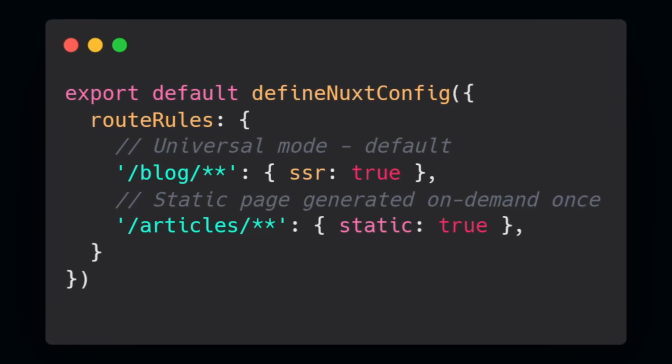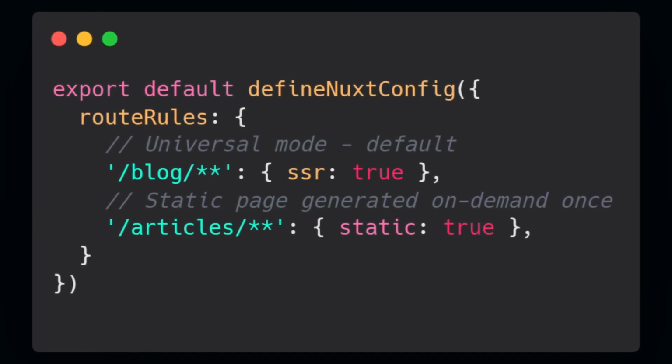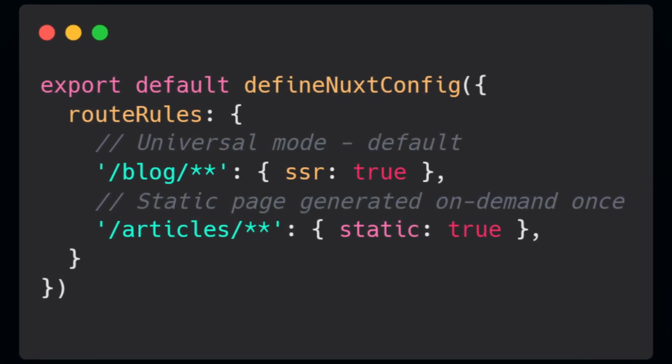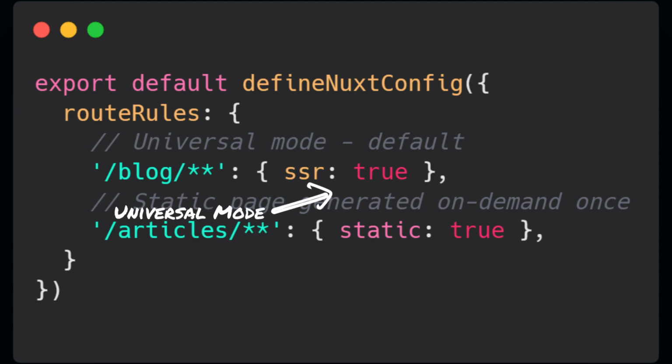If both of these modes sound good to you, you can actually add them both to the same application. By using Nuxt route rules, you can add universal mode or SSR to some routes and static for static site generation to others. It's really flexible and you can do whatever you need.